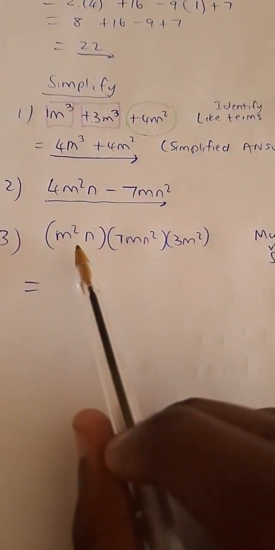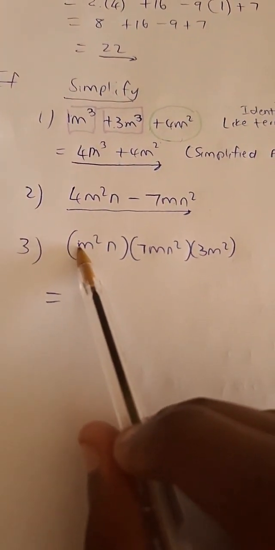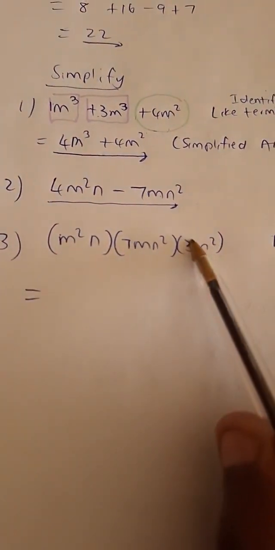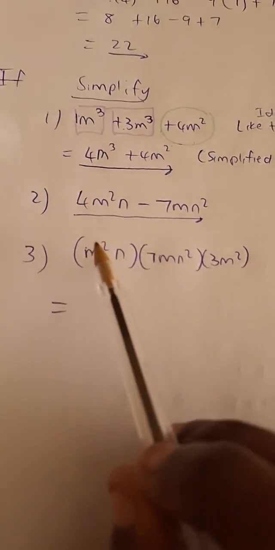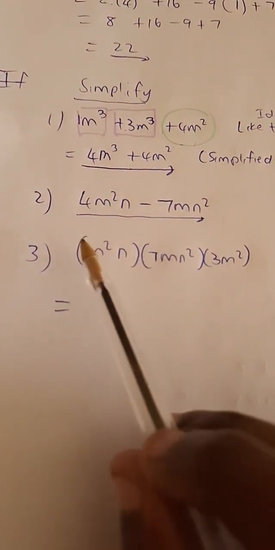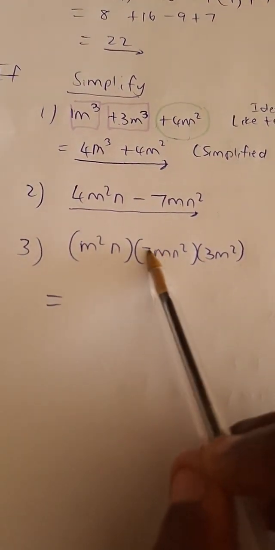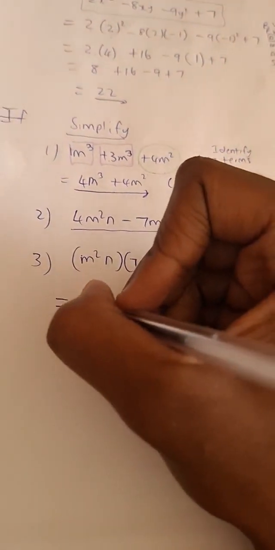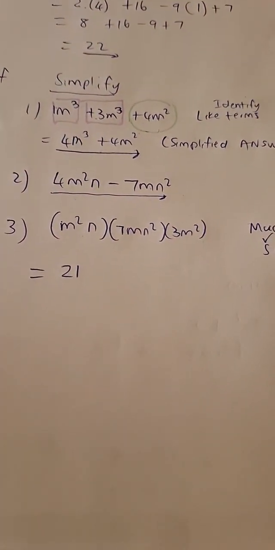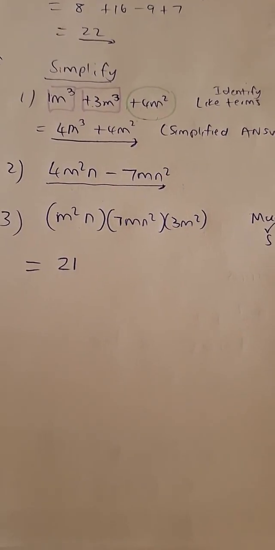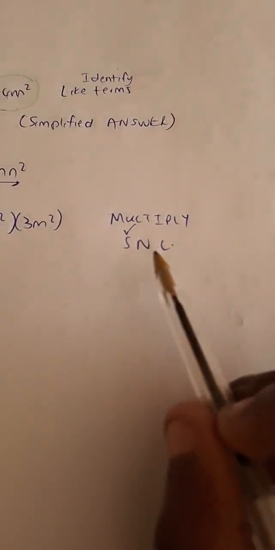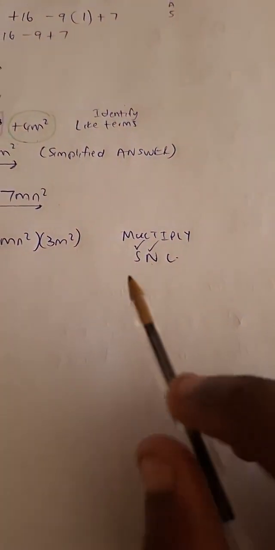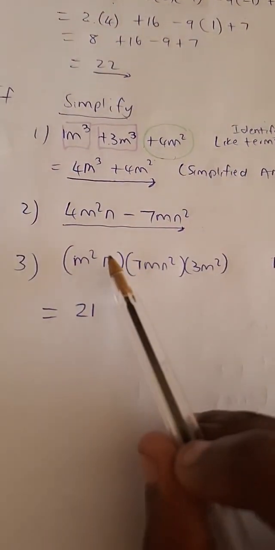Let's go on to the number. The number here is 1. The number there is 7. The number there is 3. Let's multiply the numbers. 1 times 7 is 7, times 3 is 21. We are done with the number. We move on to the letter.